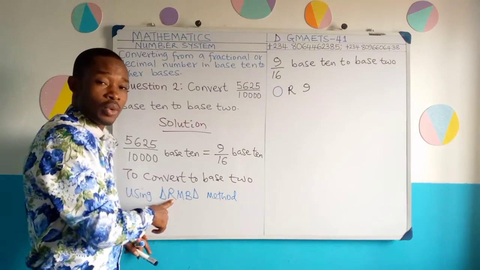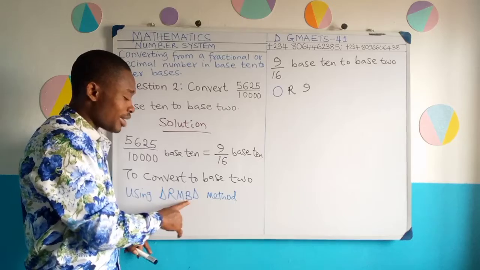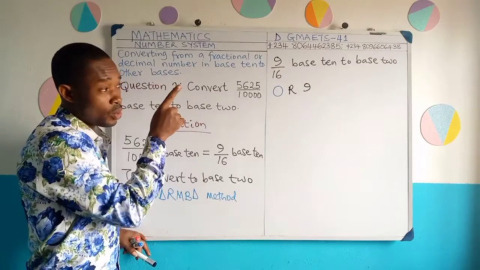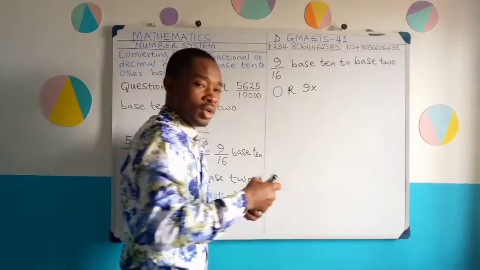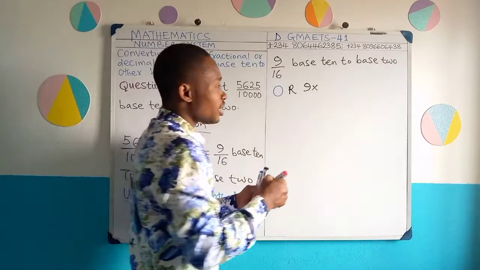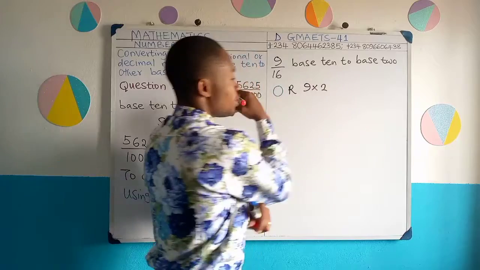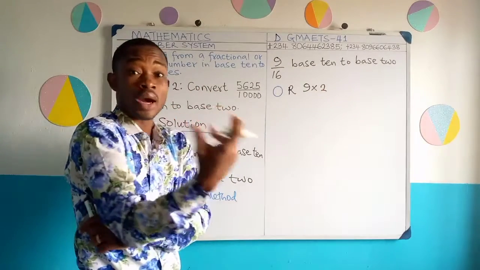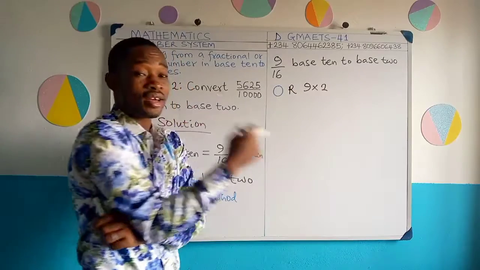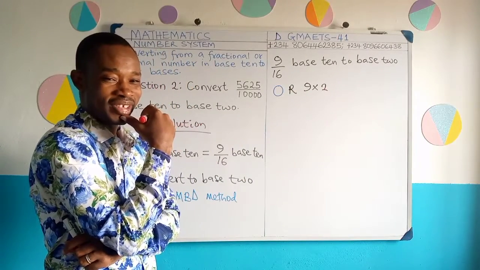We've gotten the remainder. What do we do with the remainder now? Multiply it by the base you are converting to. We are converting to base 2, is that not so? So I'm going to do times 2. I'll be using a red color marker to write the new base we are converting to. Then the answers, I will use blue marker to write them. I hope you're following, right?